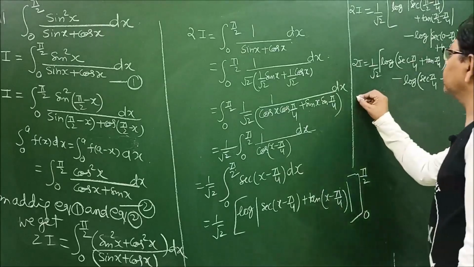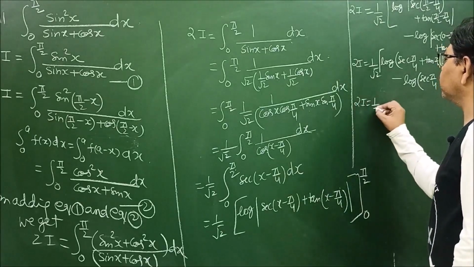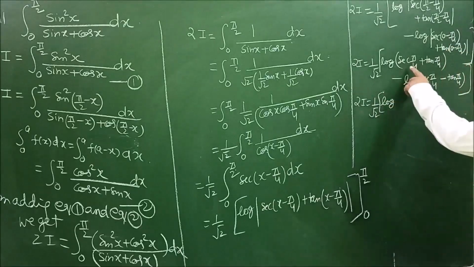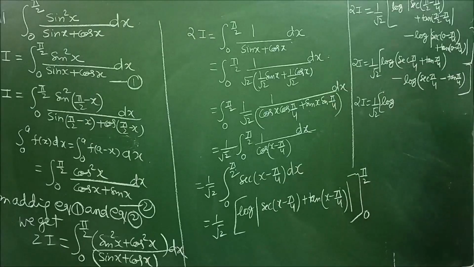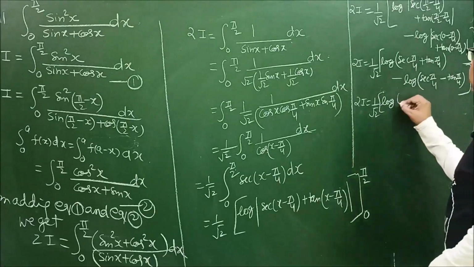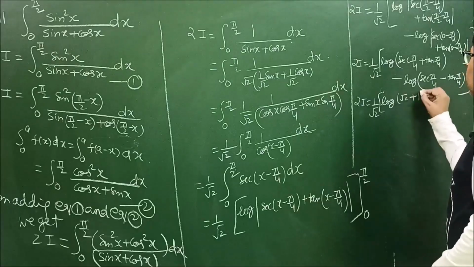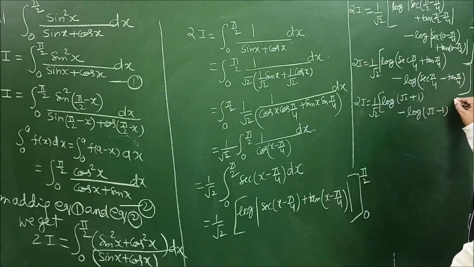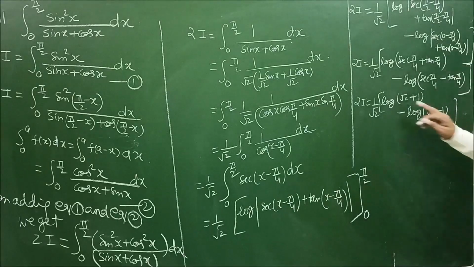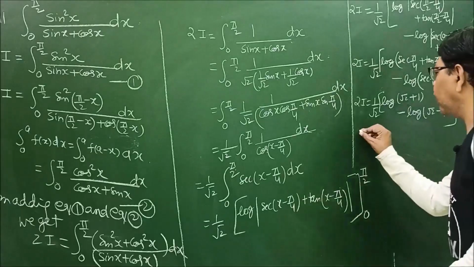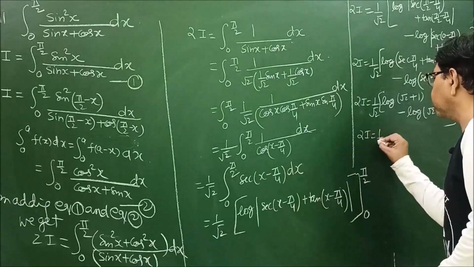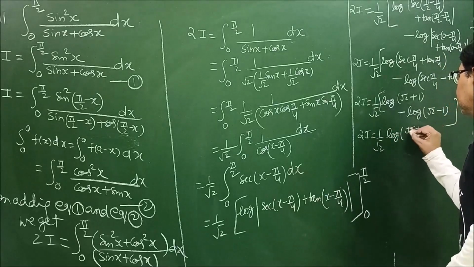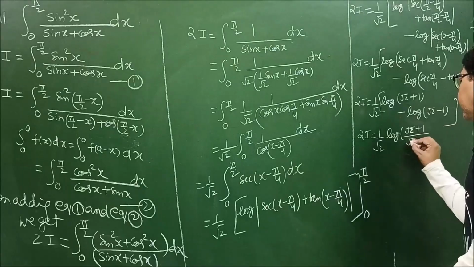So 2I is equal to 1 upon root 2, putting the values here: sec pi by 4 is equal to root 2, so log of root 2 plus 1 minus log of root 2 minus 1. And now using the formula of log m minus log n, 2I is equal to 1 by root 2 log of root 2 plus 1 upon root 2 minus 1.